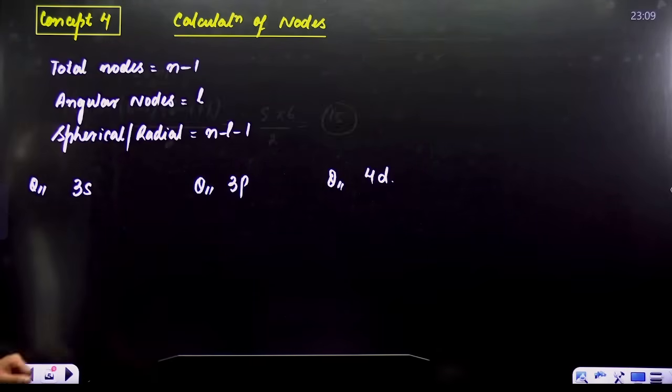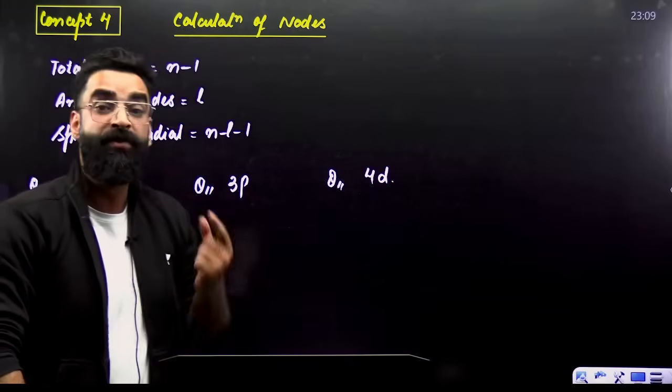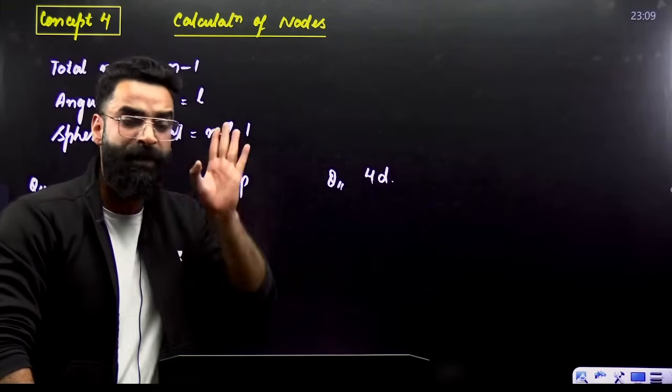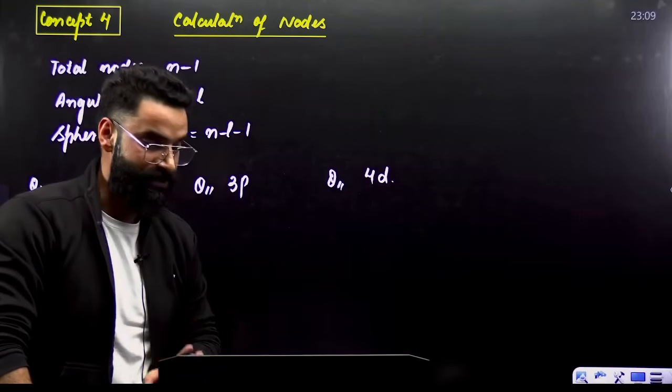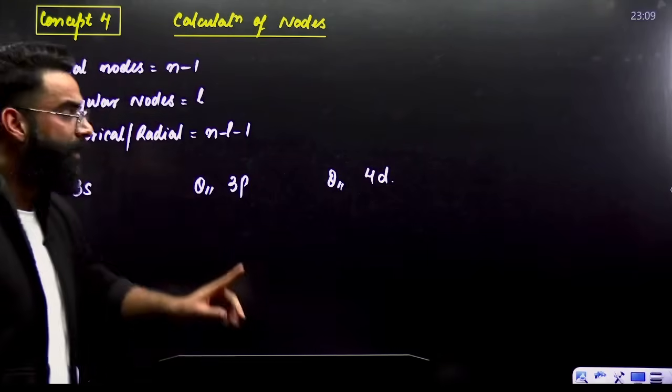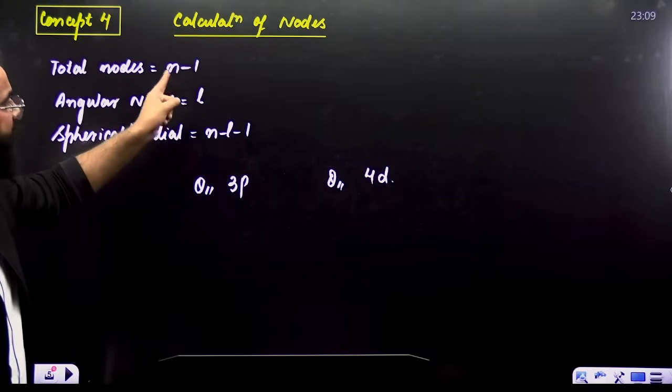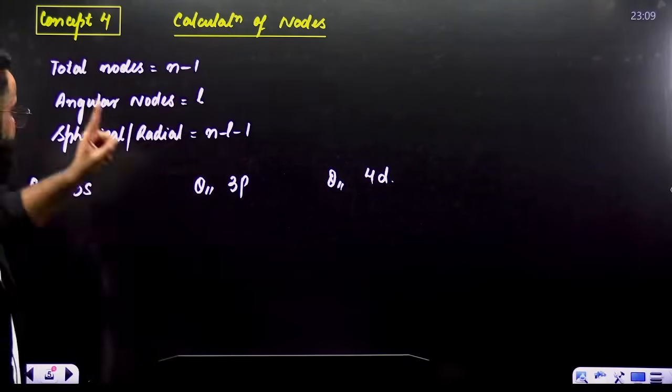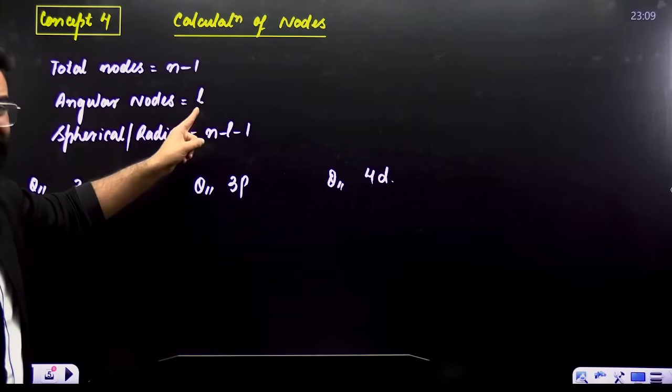Similarly, my dear students, moving on to the fourth concept, that is calculation of nodes. There is a specific question which is asked about the nodes calculation. You need to remember just one thing. Total number of nodes is given by the formula n minus 1. Okay. Similarly, angular nodes are given by the formula L.